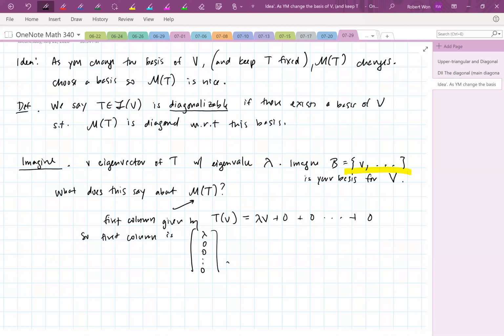Similarly, if you got a different eigenvector, now w is a different eigenvector. Maybe I should say not a scalar multiple of v. So it's an eigenvector which is linearly independent, so not a scalar multiple of v.